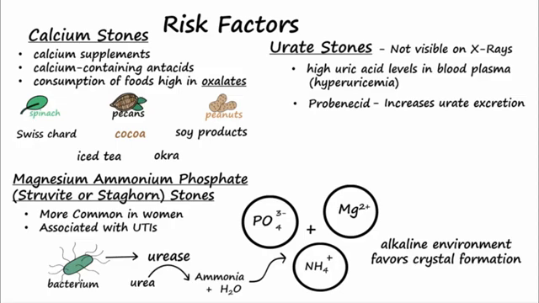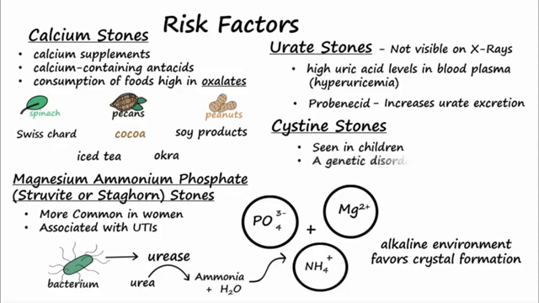Cystine stones are the least common type, at less than 1% overall, but they do represent a significant cause for stones in children. Cystine stones come about due to genetic disorders that result in decreased cystine reabsorption in the PCT, which leads to cystinuria. These higher concentrations of cystine in the urine favor crystal formation.